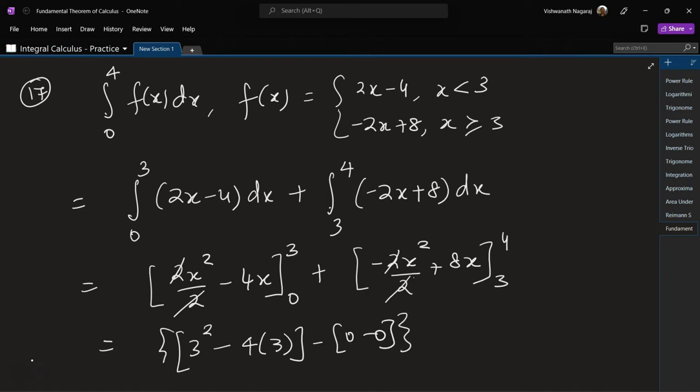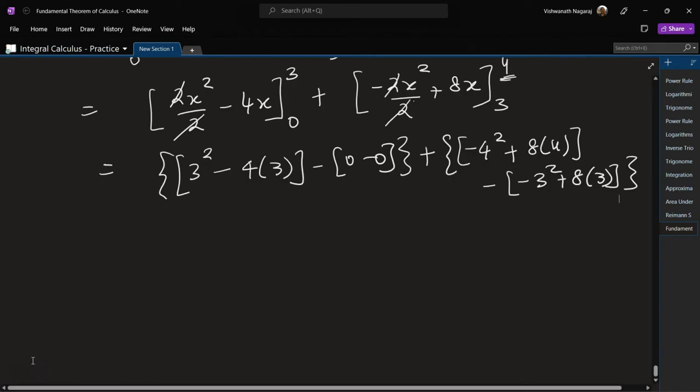So this is the first part. Then the second part, that would be minus 4 square plus 8 times 4. This is the first part of this, minus 3 square plus 8 times 3. Okay, now it's just a question of simplifying it.